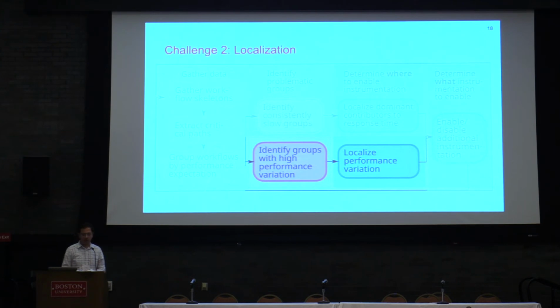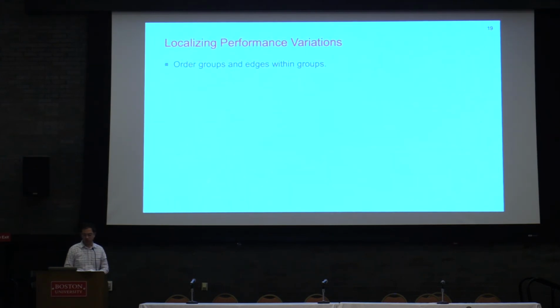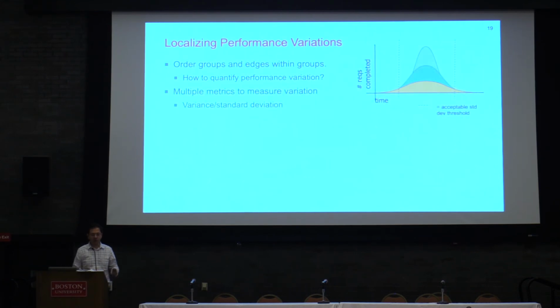And the second challenge of this framework is the localization. So the localization is in two stages. First of them is among the groups that we have collected, and the other one within the groups. And to localize something, we need to order these groups based on a metric, which is basically how we quantify performance variation.